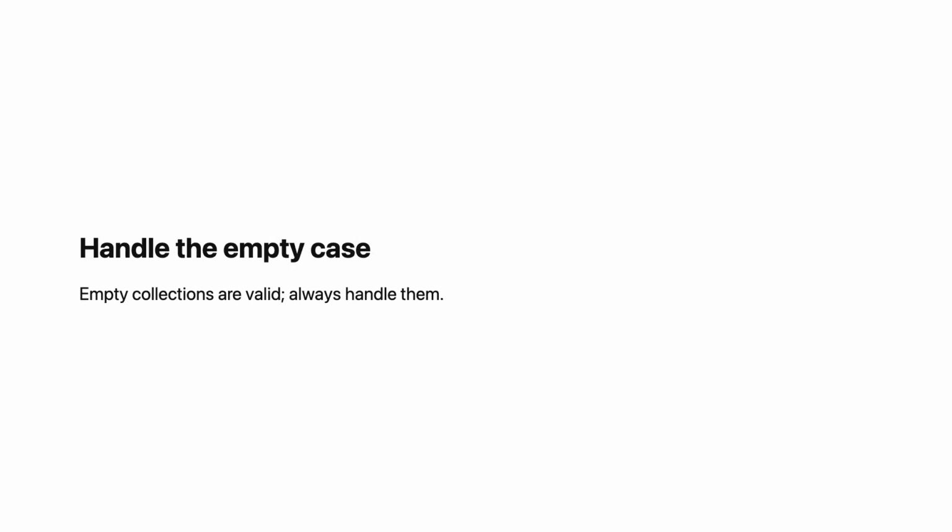Nesting allows modeling complex data, but too much nesting becomes hard to understand. Often, creating named types for the inner structures helps clarity. Collections can be empty, 0 elements: an empty list, an empty set, an empty map. Empty collections are valid and important.